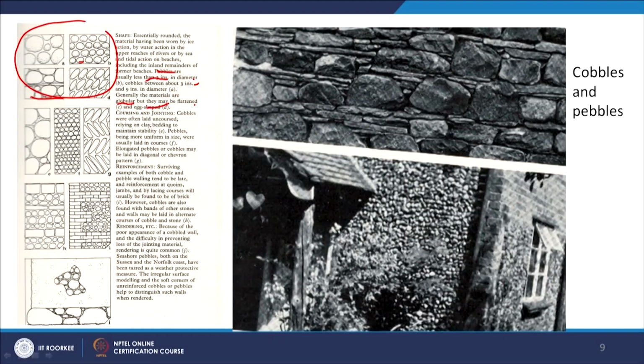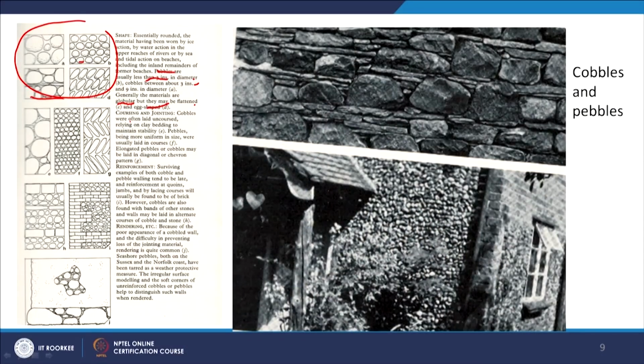And cobbles are usually laid uncoursed, relying on clay bedding to maintain stability, and pebbles, being more uniform in size, were usually laid in courses. Because cobbles are not uniform in nature, they are normally laid uncoursed, whereas the pebbles are laid in courses.